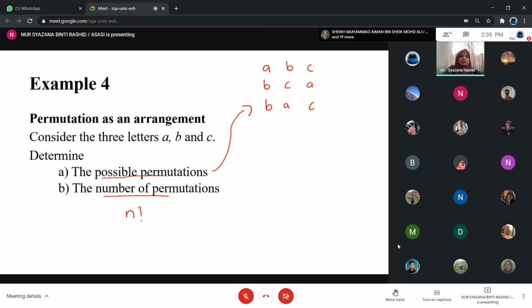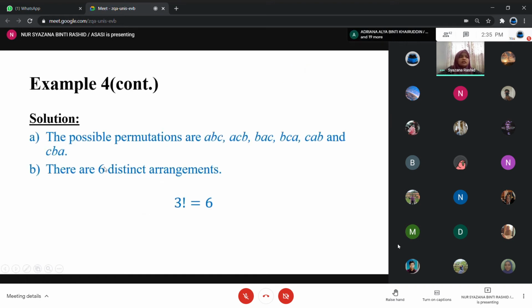So you will substitute the value, the number of object in this formula. So n is equal to 3. How I know 3? Calculate how many objects? 1, 2, 3. How many letters? 3 letters. So 3 factorial. Okay. So there are 6 distinct arrangements, which is 3 factorial equals 6.